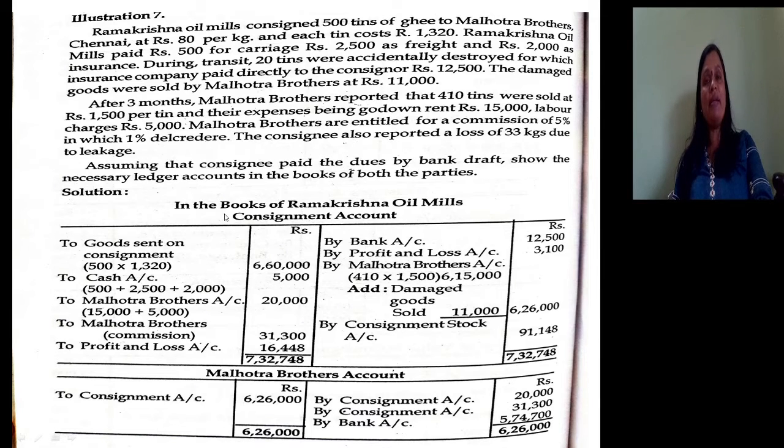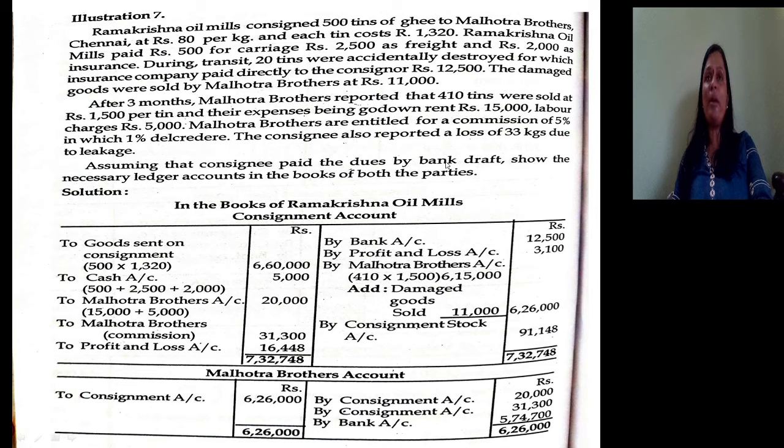What's the journal entry? Consignment account debtor to Malhotra Brothers account 20,000. So even on the credit side of Malhotra Brothers, consignment account debtor to Malhotra Brothers 20,000. Then Malhotra Brothers are entitled to a commission of 5%, out of which 1% is del credere.